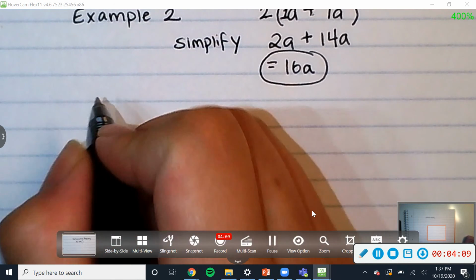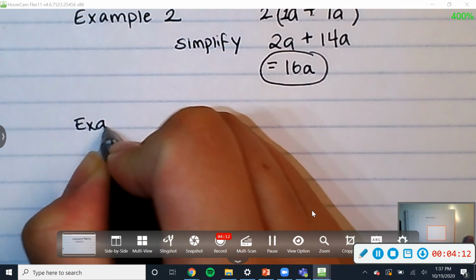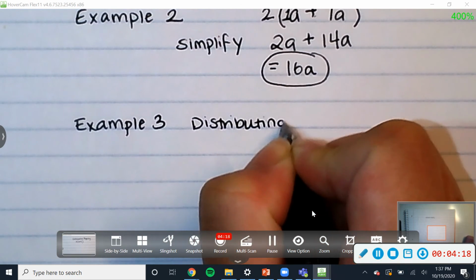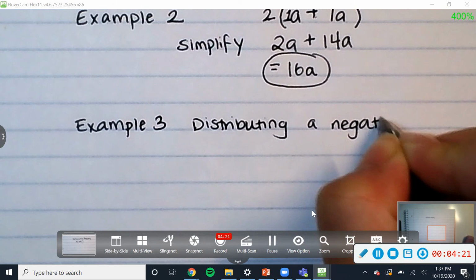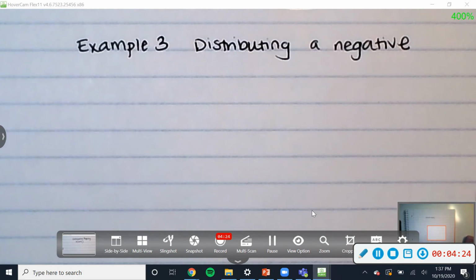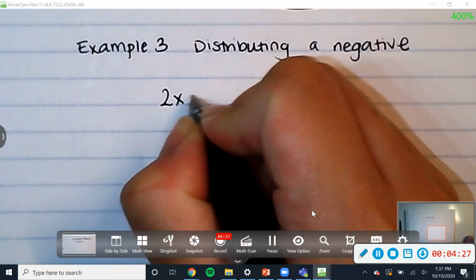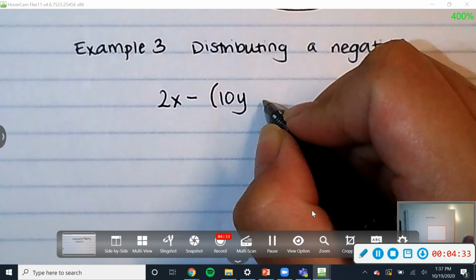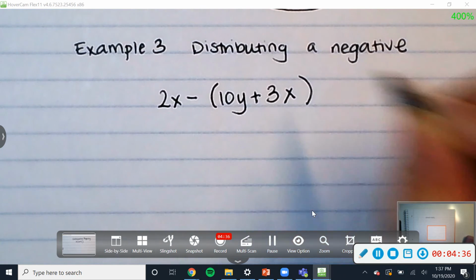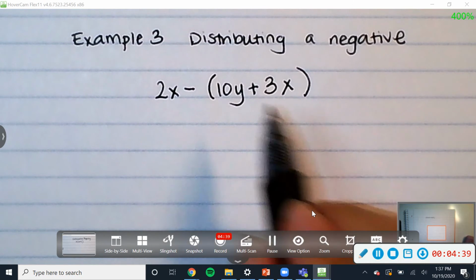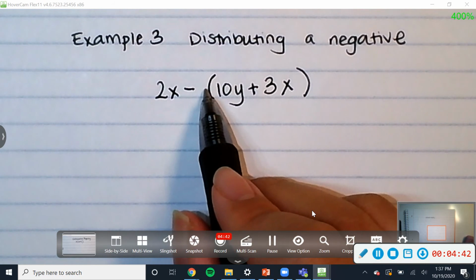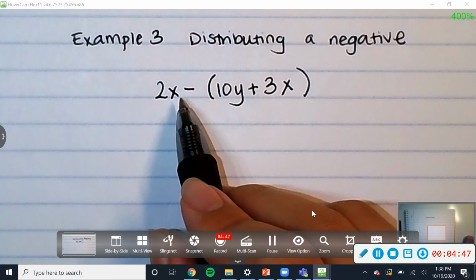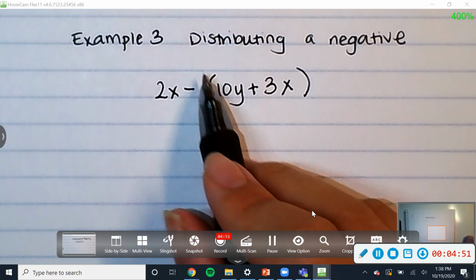Our very last problem here, we're going to talk about distributing a negative. So for example 3, distributing a negative. This one is going to look a little bit different. So my example problem here is going to be 2x minus, parentheses, 10y plus 3x. So when I have a problem that looks like this, notice how my 2x is not written directly next to the parentheses. Instead, I have this minus sign between them. So if I see that it's not written directly next to the parentheses, I need to solve differently.